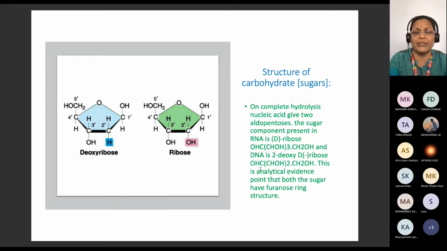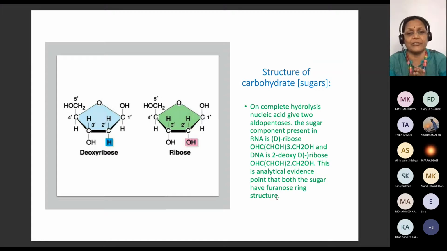So we have here CHO, then CHOH two times, and here we will have CHO again. Because we have removed that oxygen, it will be CH2 only. So CH2 we will have one more time, and then we have this CH2OH. Correct? And this is the analytical evidence that both the sugars have a furanose ring structure.